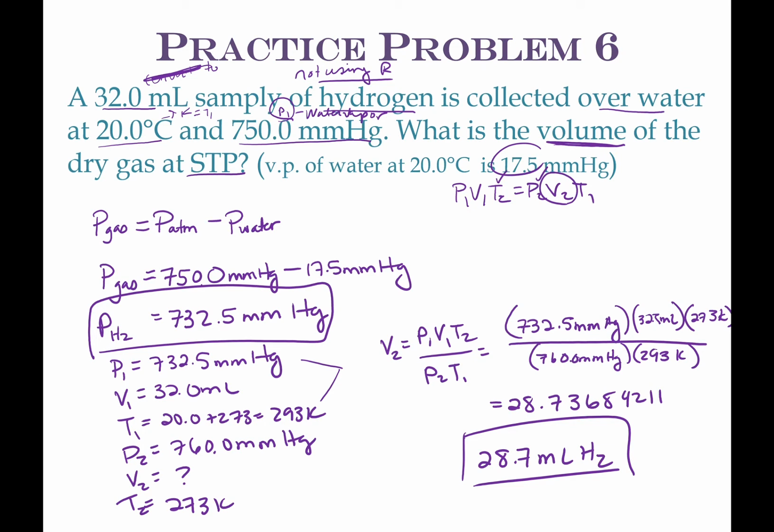So I think the most confusing part about this is trying to figure out what we do here and why we need to do that. So why do we need to do that? Because we collected the hydrogen over water, some of that water vapor was mixed in with the hydrogen gas, and we would like to know what the sample of gas of just purely hydrogen was. So we need to subtract that to get just the pressure of hydrogen.